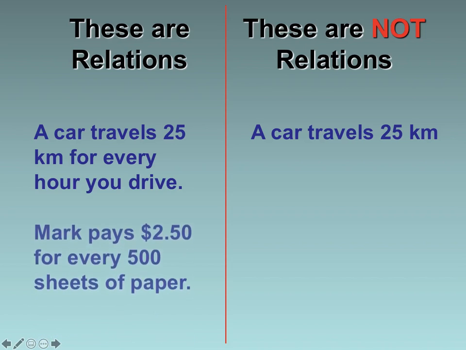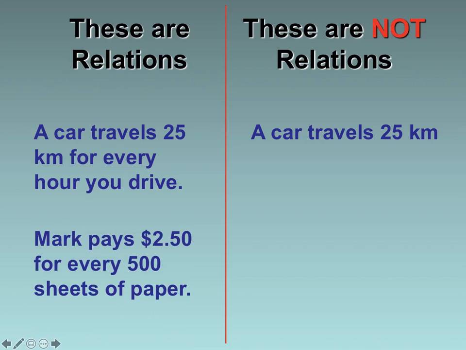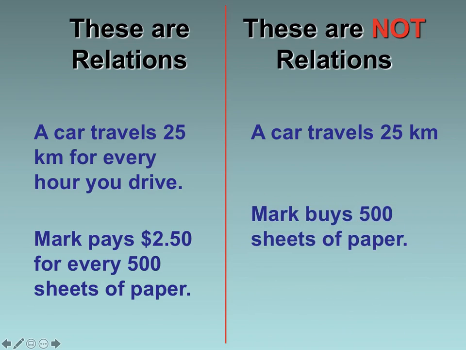Look at another example here. If Mark pays $2.50 for every 500 sheets of paper, then the total amount that Mark pays is going to change when the total number of sheets of paper changes. That makes it a relation between two variables, two things that are changing at the same time and affect each other. On the other hand, if I just tell you that Mark buys 500 sheets of paper, then there aren't two quantities changing with each other. It's just a flat 500 sheets of paper. That's the whole story. No relation going on at all.